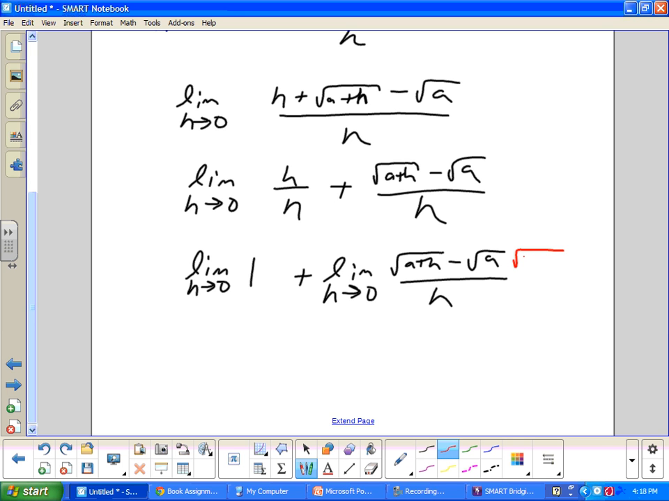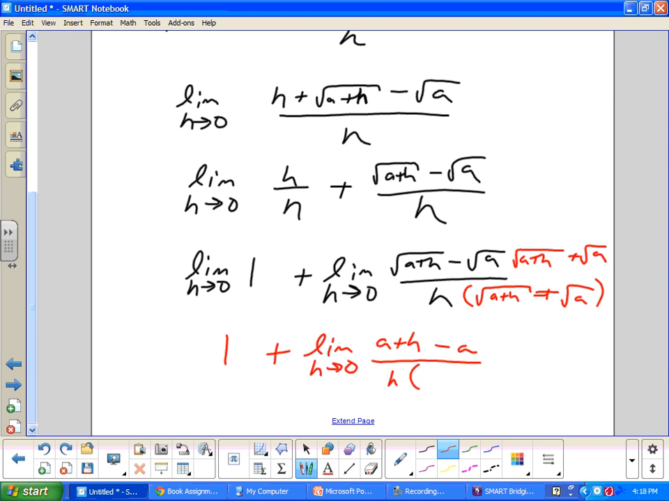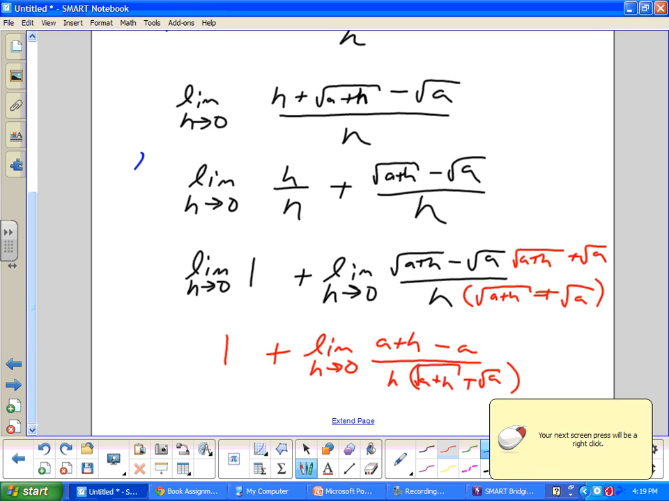I'm going to do the conjugate here. And we know, again, don't ever distribute on the bottom of these rules because it always comes back to haunt you. If h goes to 0, you get 1 plus, over here, the limit as h goes to 0 of a plus h minus a, all over h times the quantity a plus h plus the square root of a. And again, we have to use our limit law. The big step is right here, to separate out.